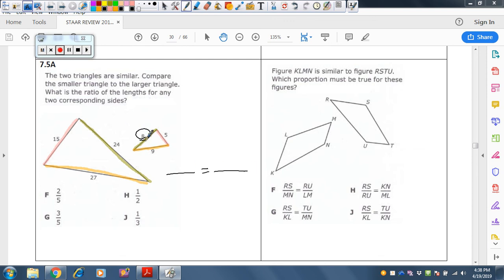I'm going to use 8 and 24. And then I'm going to use 5 and 15. Now be careful. This fraction is my small triangle and this fraction is my large triangle. What do I have to do to go from 8 to 24? Times 3. How do I go from 5 to 15? Times 3.